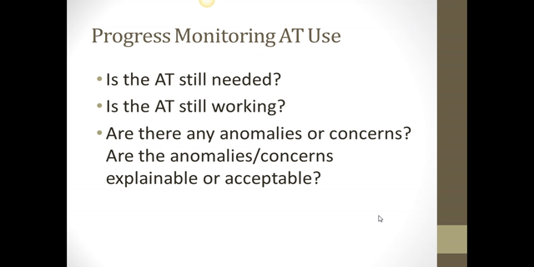When we're looking at progress monitoring of assistive technology use, our questions change a little bit. We're no longer looking at, is the assistive technology making a difference for the student, and which assistive technology tool or system do we use? We're looking at, is the assistive technology still working over time? Is the assistive technology still needed? And this other question, are there any anomalies or concerns? Is there anything happening with the data that we can't explain? And if we do look at that and are able to explain it, are those changes something that are acceptable? So let's take a look at a couple scenarios.